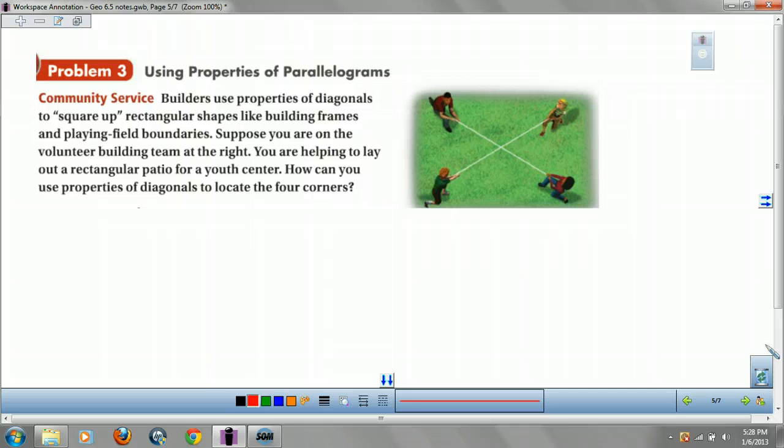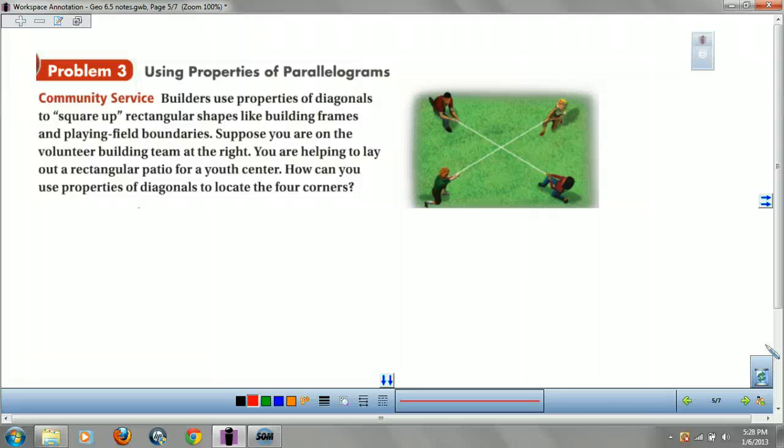Builders use properties of diagonals to square up rectangular shapes like building frames and playing field boundaries. Suppose you are on a volunteer building team at the right. You are helping lay a rectangular patio for a youth center. How can you use properties of diagonals to locate the 4 corners?